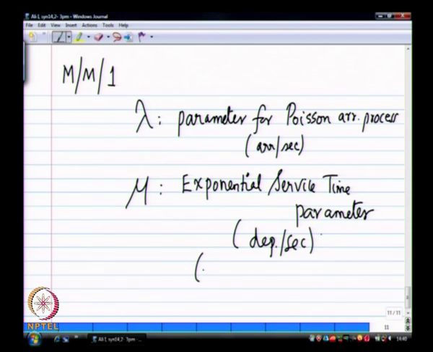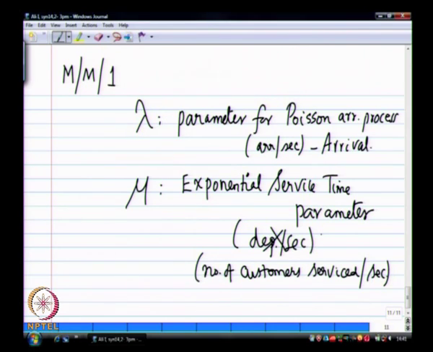So this is the number of customers serviced per second. Note that lambda and mu are both in the same units, something per second. So this is the rate. This is the arrival rate, and this is the departure or service rate, that is what we will call this. So this is the arrival rate, this is the service rate.